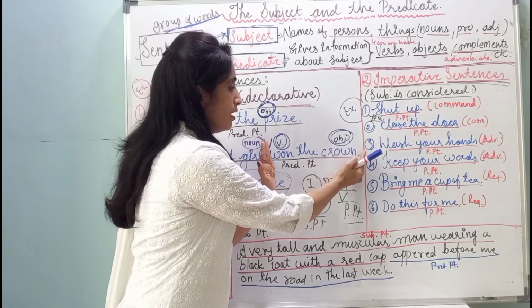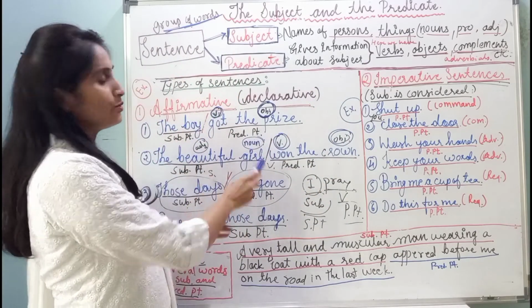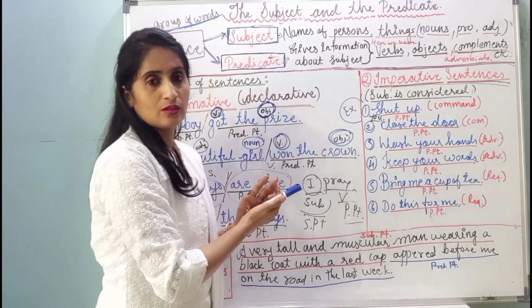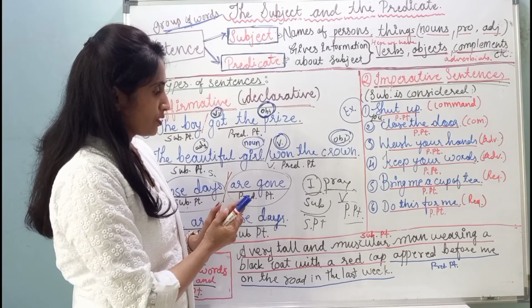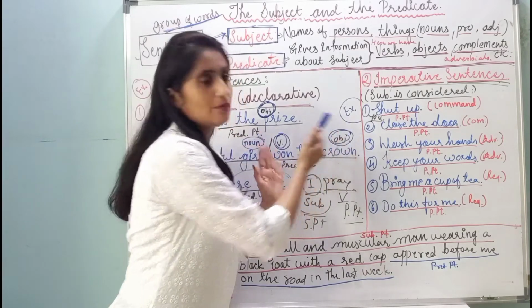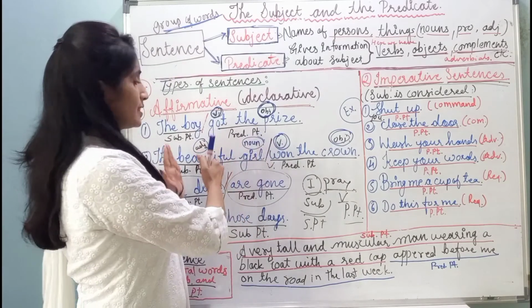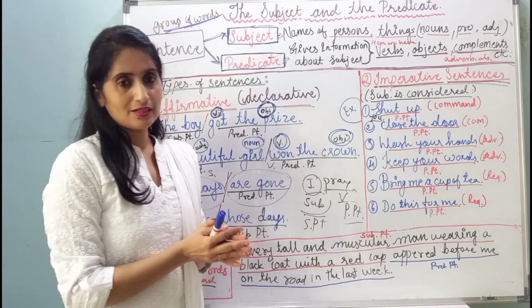This part gives us some information about the beautiful girl. She won the crown. This information is given to us. And so, we can say that this is the predicate part. So, the beautiful girl is the subject part and won the crown is the predicate part.